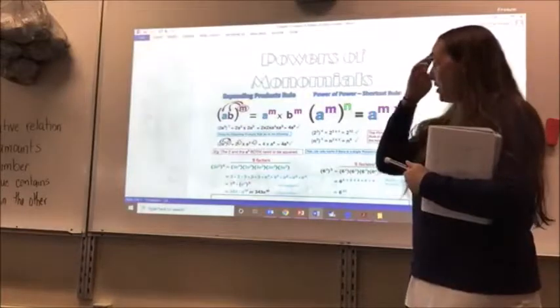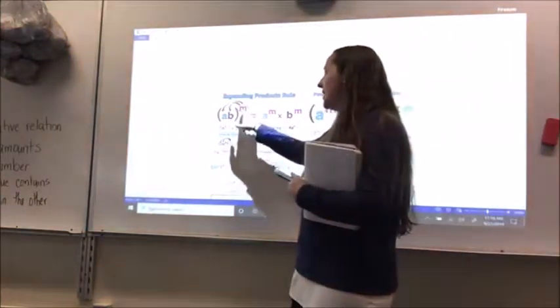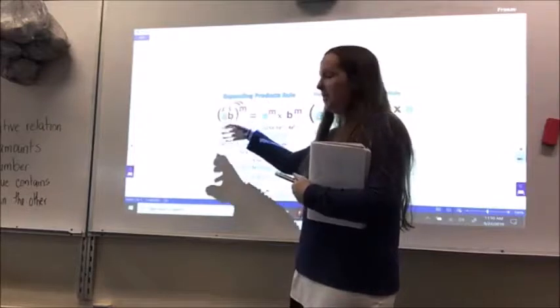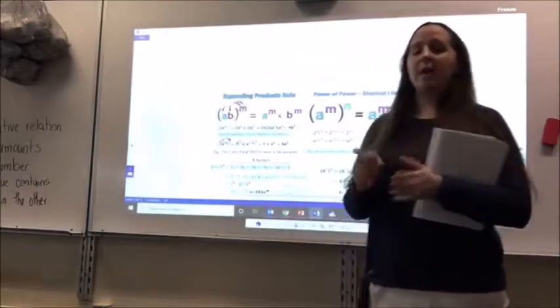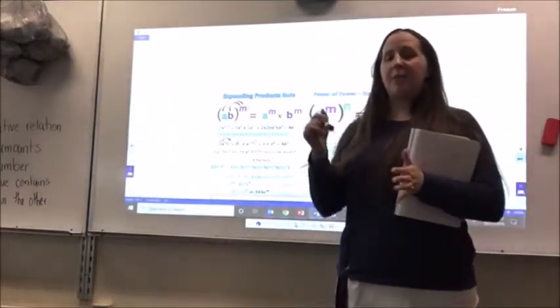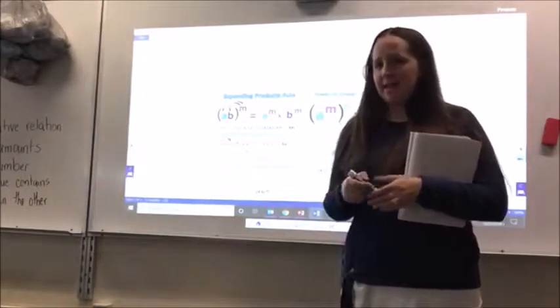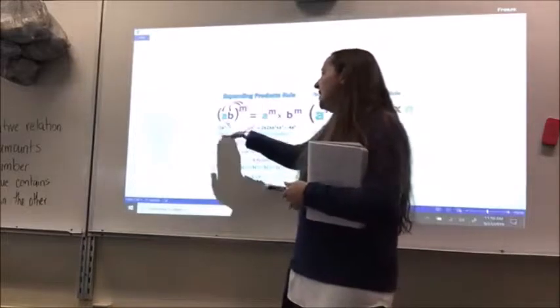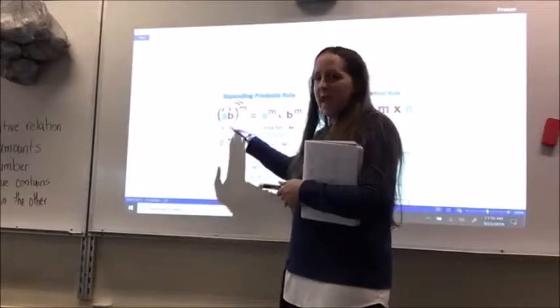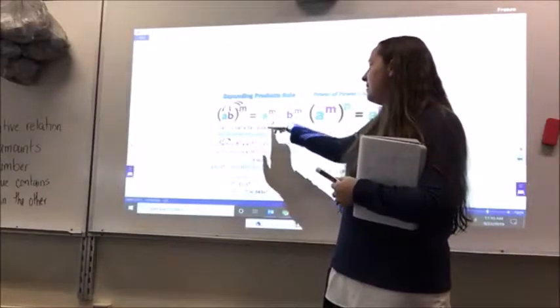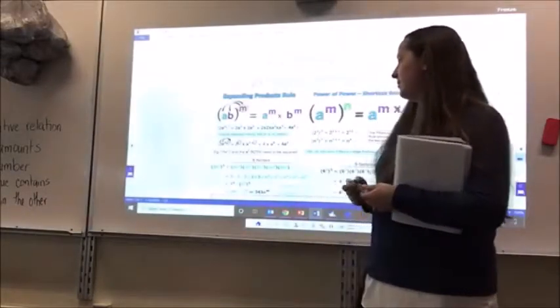So basically what I'm doing here is I'm taking my exponent and whatever I'm applying it to has to be inside the parentheses. So when I have an exponent and I have things inside of parentheses, I'm applying that exponent to each thing inside the parentheses. So in this case, I have (ab) to the mth power. So that means it's going to be equal to a to the m times b to the m.